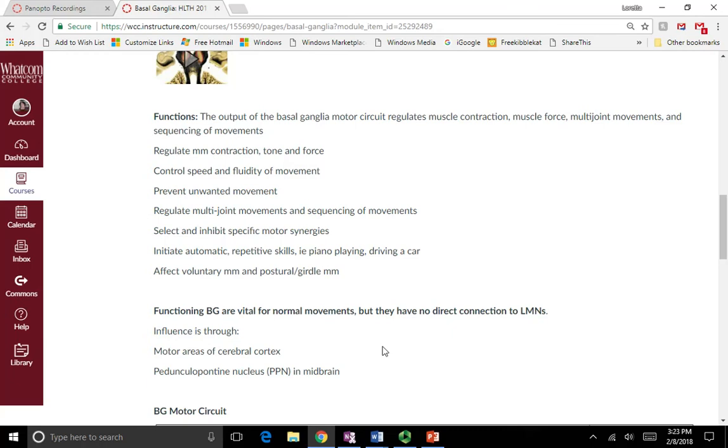So, regulating muscle contraction, muscle tone, and force, controlling speed and fluidity of movement, preventing unwanted movement, regulating multi-joint movements and sequencing of movement. Things like walking are obviously multi-joint movements, and they require a specific sequence in order to do it safely and correctly. The basal ganglia select and inhibit specific motor synergies.